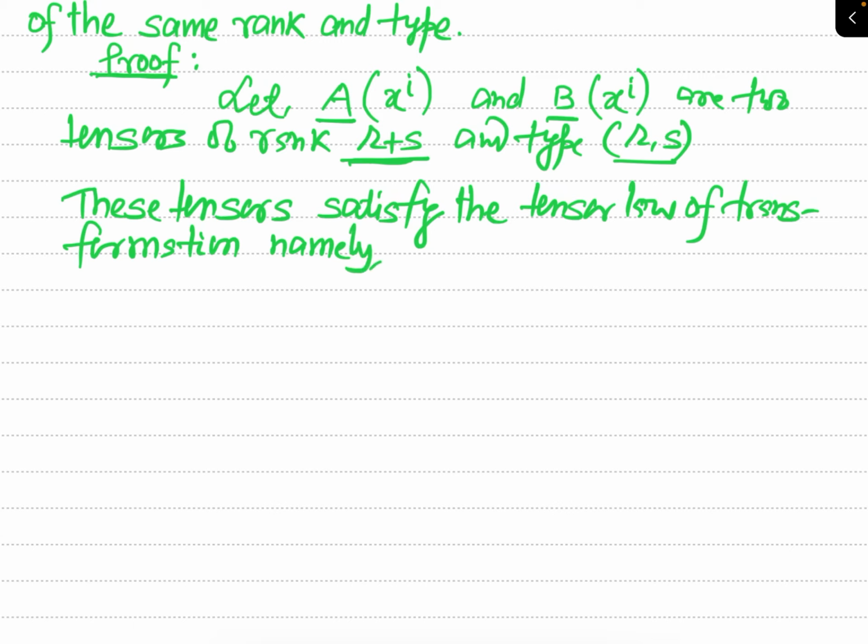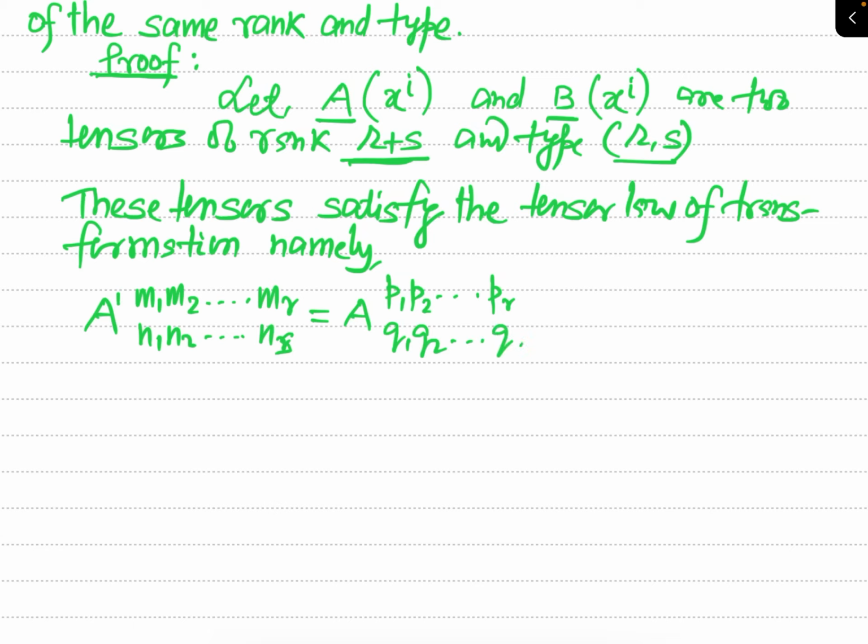namely what? If you consider that A prime M1, M2, so on MR, N1, N2, so on NR, these are actually the components of A in coordinate system X prime, let us say. Then according to the transformation law, this A prime will be equal to A P1, P2, so on PR. Sorry, here you should write S, not R. Q1, Q2, so on QS.